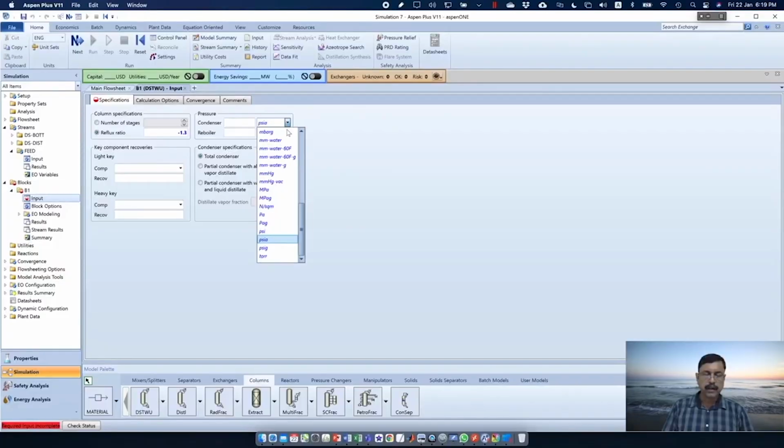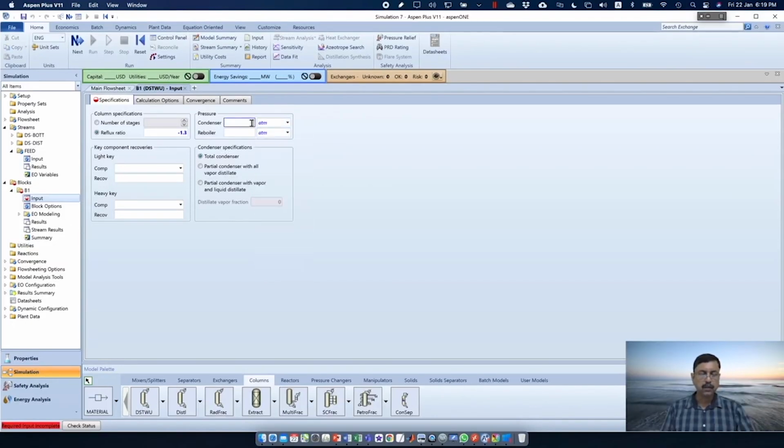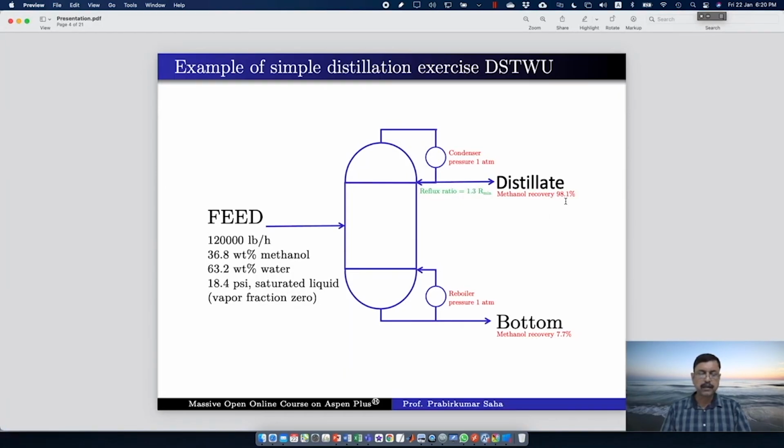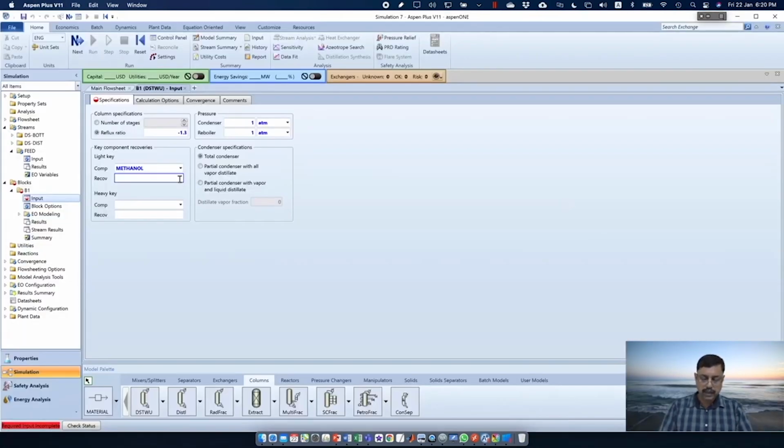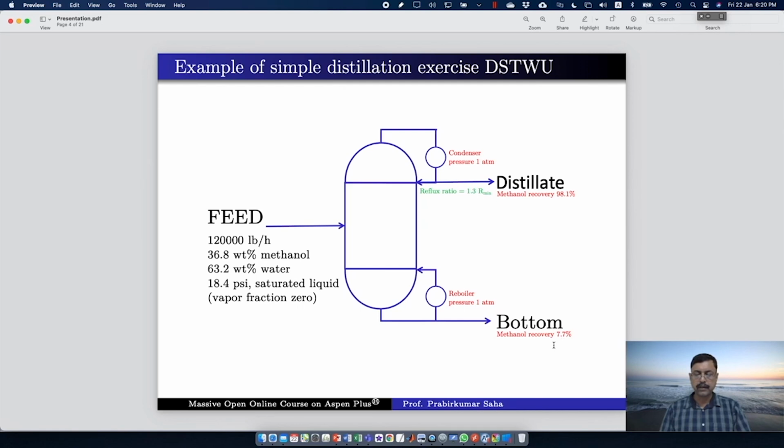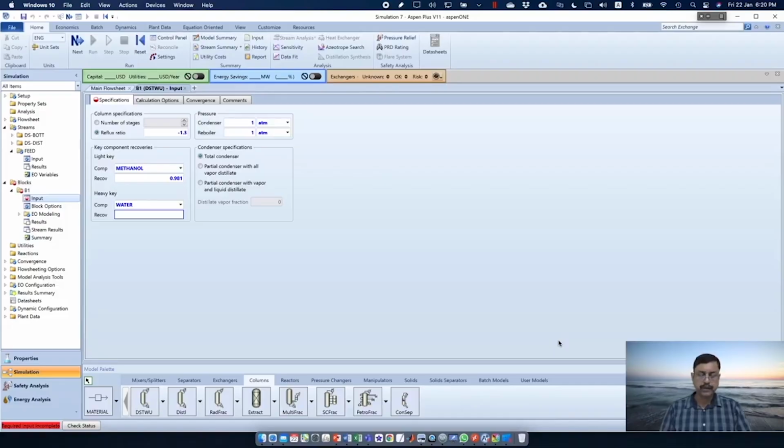The condenser and reboiler, both of them operate at 1 atmosphere pressure. So for both of them, we write 1 and 1. The light key component, obviously it is methanol, and recovery is 98.1%. So we write here 0.981. The heavy key is obviously water, and here the methanol recovery is 7.7%. So it is 0.077.